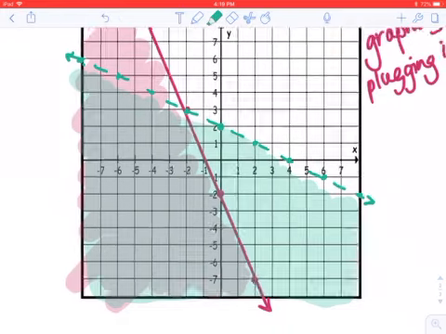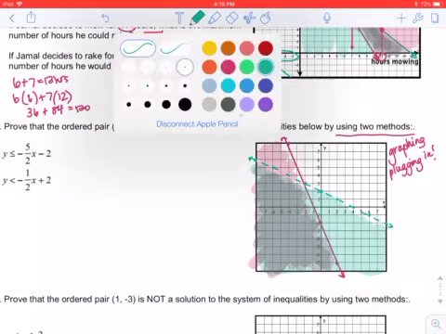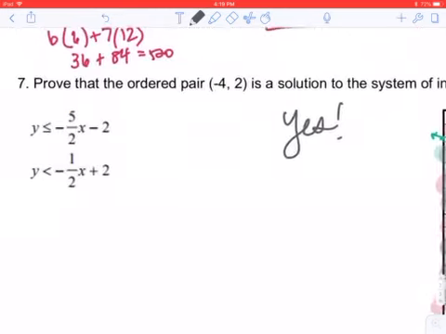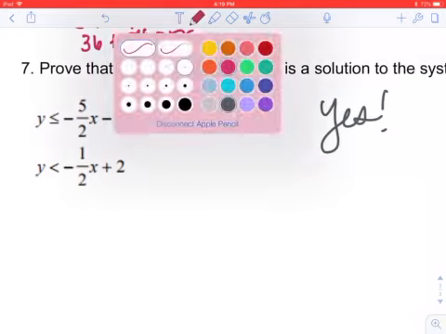Okay, and we can see that the double shaded region is right in here, where it's this lovely bleh color. So to prove if negative 4, 2 is a solution, we just need to graph it, right? So I'm going to graph negative 4, 2, right there. Is it in the double shaded region? Yes, it is. So it is a solution, but they want us to prove it twice using the plugging in method and graphing. So now I'm going to go plug it in.